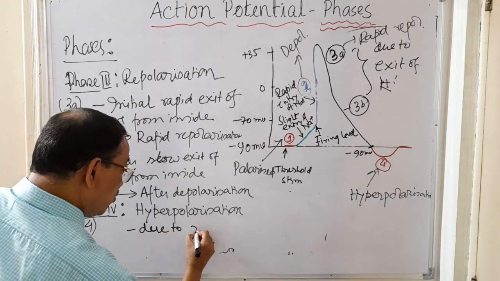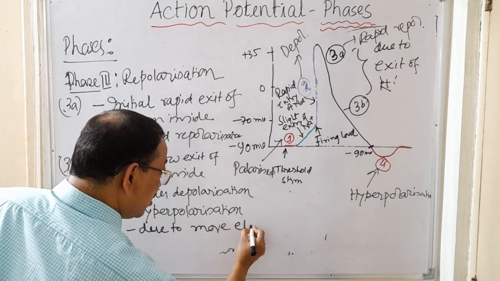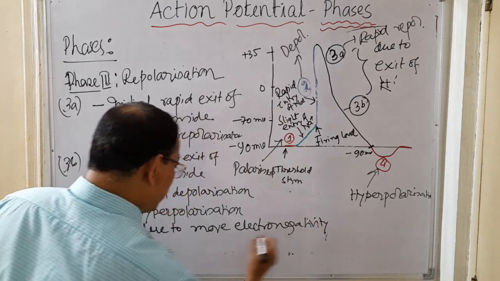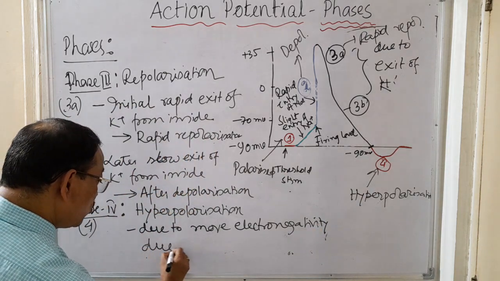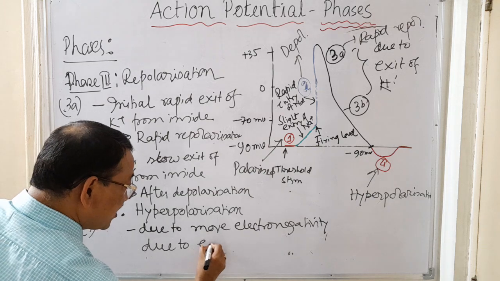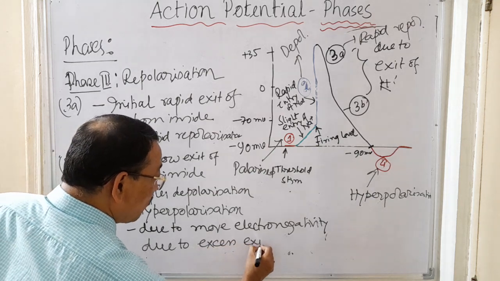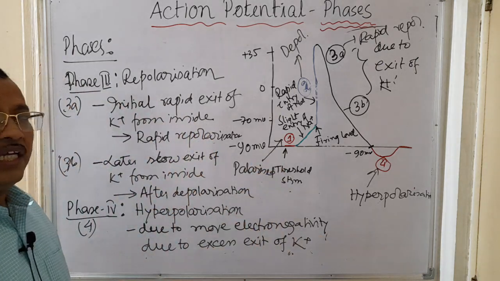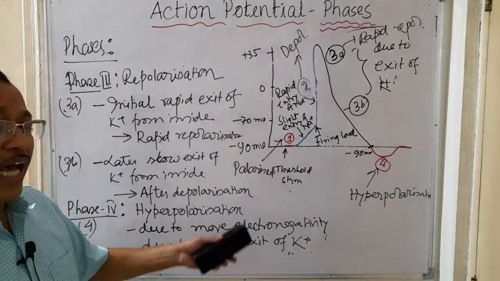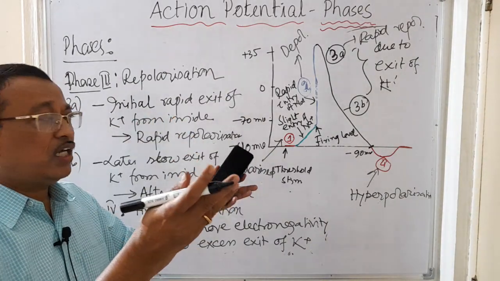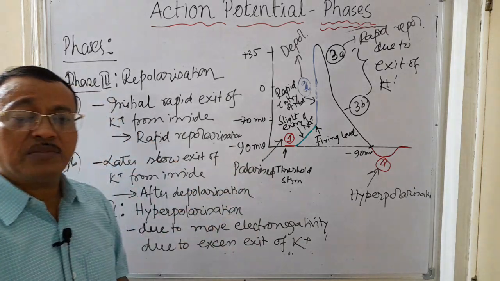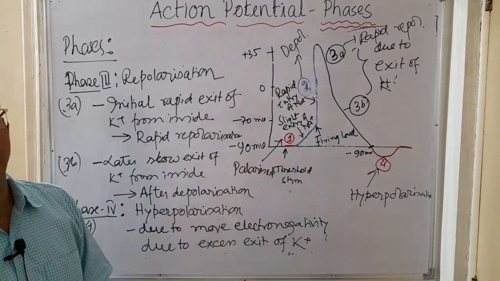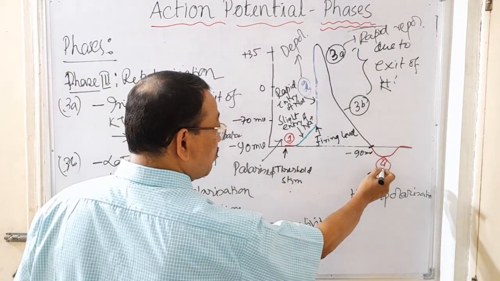This hyperpolarization, that means more resting membrane potential beyond minus 90, is due to more electronegativity, due to excess exit of the potassium ion. As more potassium ion, more positive ion, goes out, the resting potential value further increases from minus 90 to, for example, minus 100. And this phase is known as the hyperpolarization.